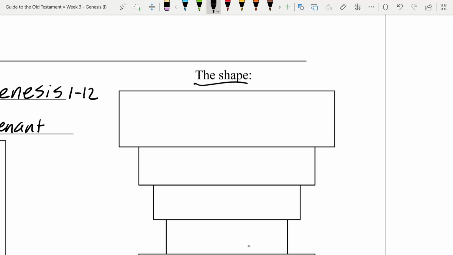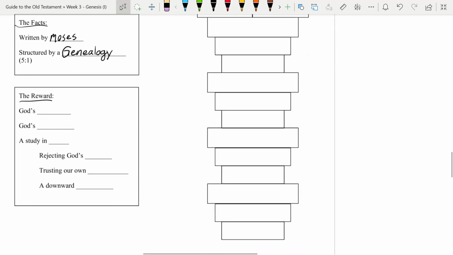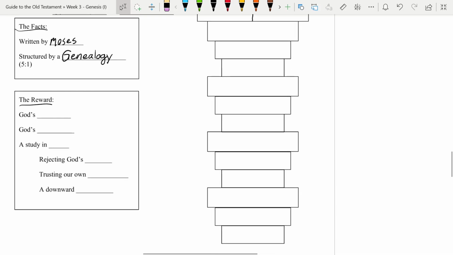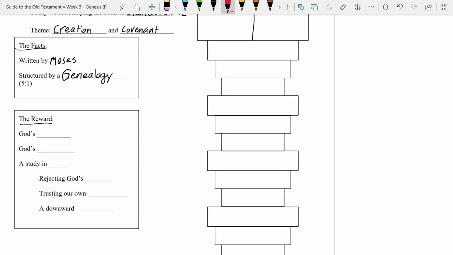So first let's divide this first block in half, okay? And then we're going to be observing a repeating pattern through the rest of these blocks. So this first block, ignore for now. For the rest of them, we're going to do a repeating pattern of sin, and judgment, and hope. Sin, judgment, hope. So let's keep going.